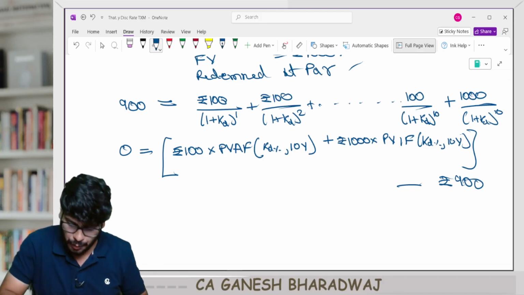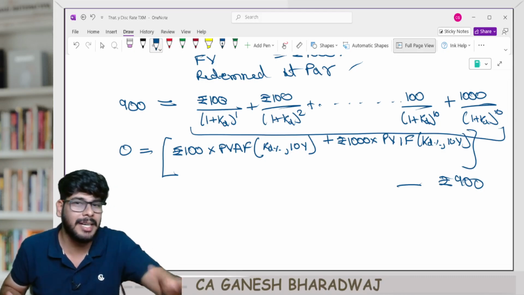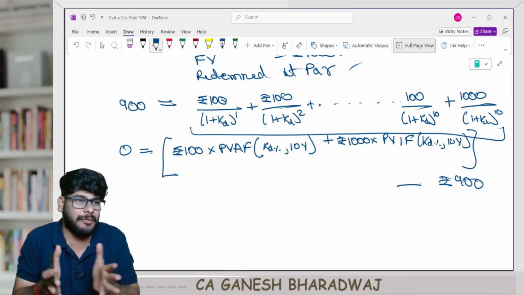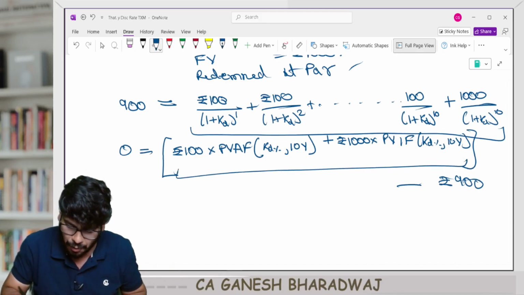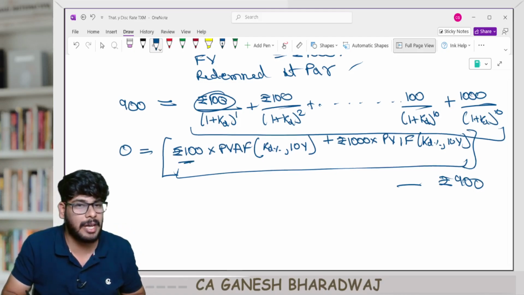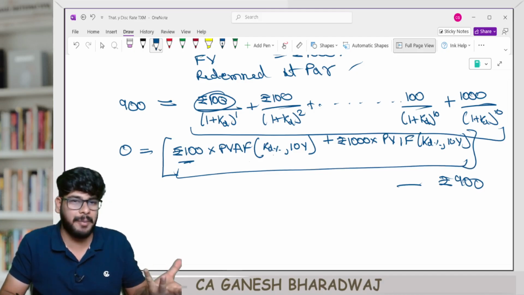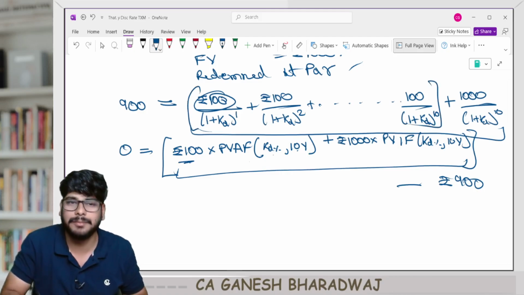This is the cash flow equation. This is the sum total of outflows that I pay. Correct? That is from the perspective of the company. I'm netting off the two, inflow minus outflow I'm doing. So this sum total can be rewritten as follows. 100 rupees annually for the next 10 years. 100 into present value annuity factor for KD percentage. I need to calculate that for 10 years. That gives you this sum total.